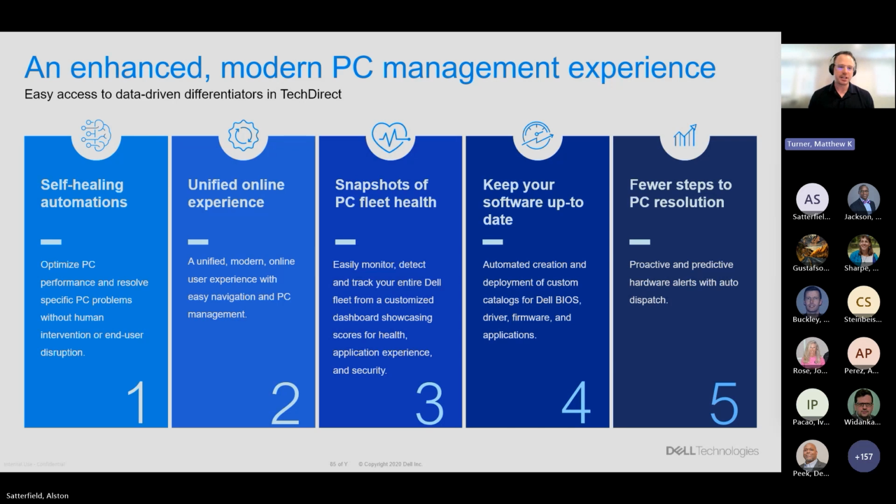Talked a little bit about TechDirect, the unified online experience. That's the main difference between Support Assist for home and Support Assist for business PCs. You will have access to the TechDirect portal where you get that fleet-wide visibility and control over the PC fleet to understand how things are going. Talked a bit about the application experience, the performance data, the security scores. We do take and provide snapshots of the PC health to make it really easy to monitor, detect, and kind of track trends across the environment, right?